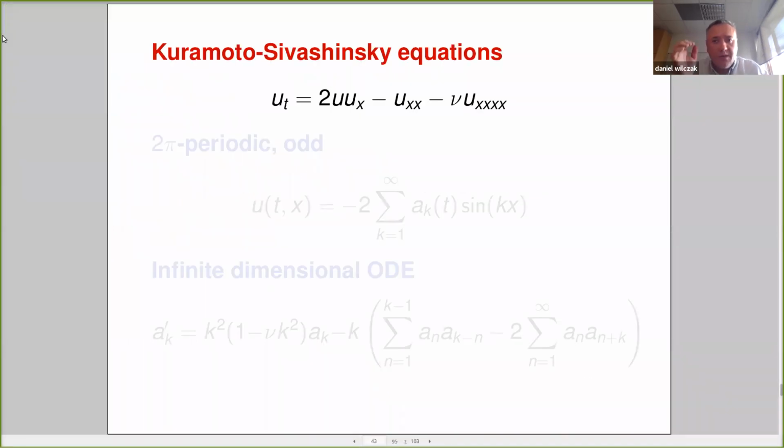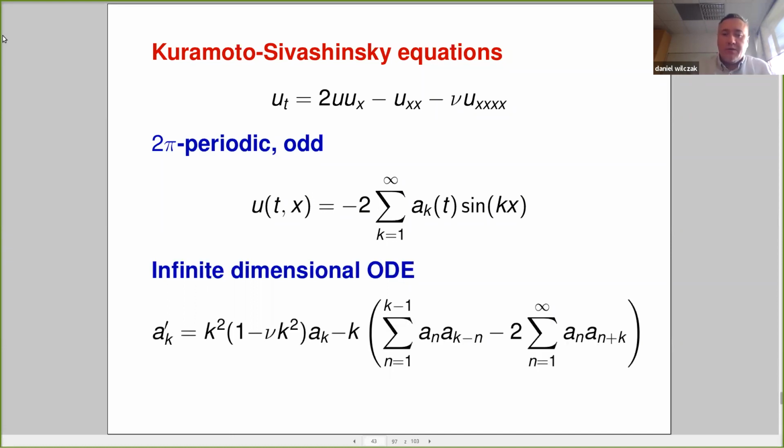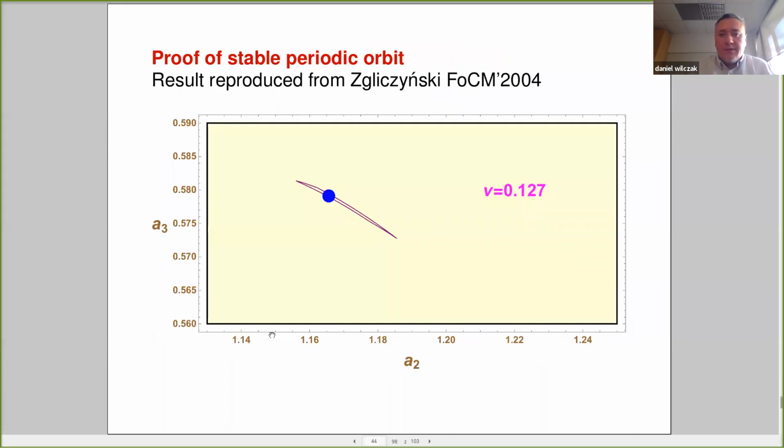And at the end, I would like to show you some application to PDE of this algorithm. This is the Kuramoto-Sivashinsky equation. And if we impose 2 pi periodic and odd boundary conditions, we end up with this infinite dimensional ODE for Fourier coefficients. And here is a parameter μ for this system. And Wilczak proved in his paper in Foundations of Computational Mathematics 2004 that this system for this particular parameter has a fixed point where the Poincaré map has fixed points, so a periodic orbit.